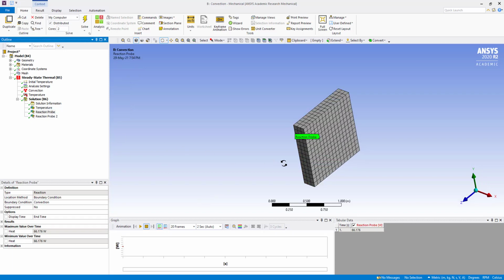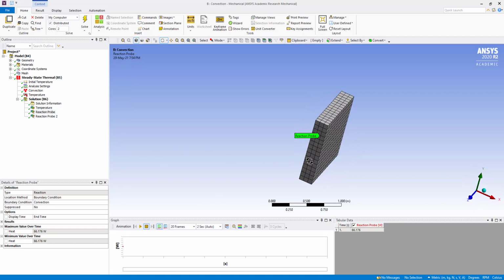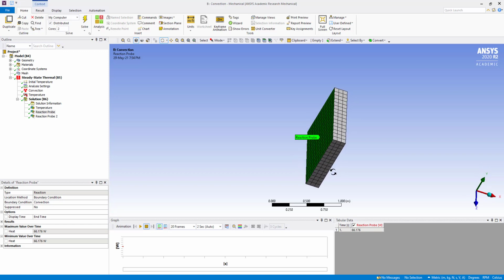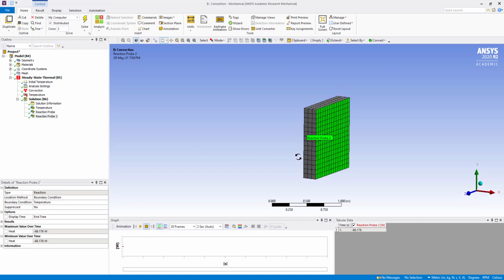If we go to the reaction probe, here it is showing 66.176 watt heat, and on the other face also minus 66.176. So it's showing that it's in thermal equilibrium. So now we have to check whether this heat calculation comes out the same by hand calculation or not.